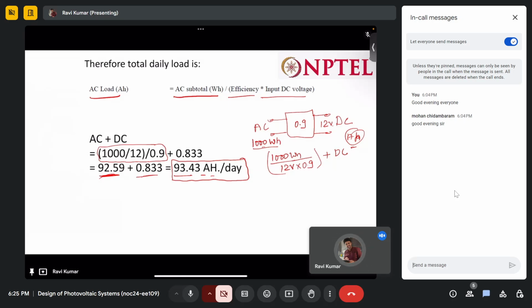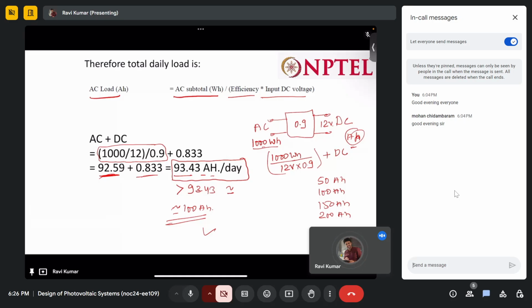So let's say battery capacity is like this: 50 ampere hour, 100 ampere hour, 150 ampere hour, or 200 ampere hour. Our battery capacity should be more than this 93.43. So we can consider, let's say, 100 ampere hour here. So this will suffice our system. So this is about the load calculation in ampere hour, and based on this we have selected the battery.